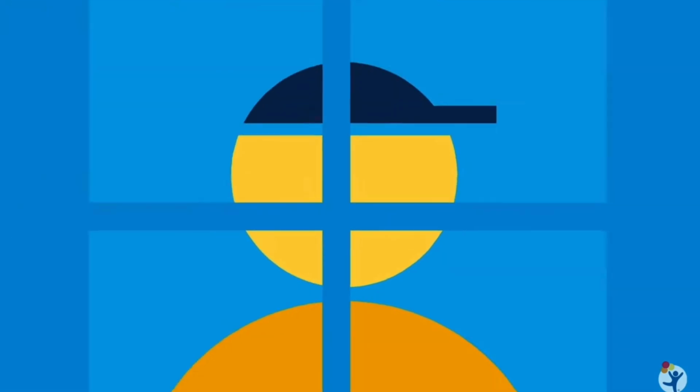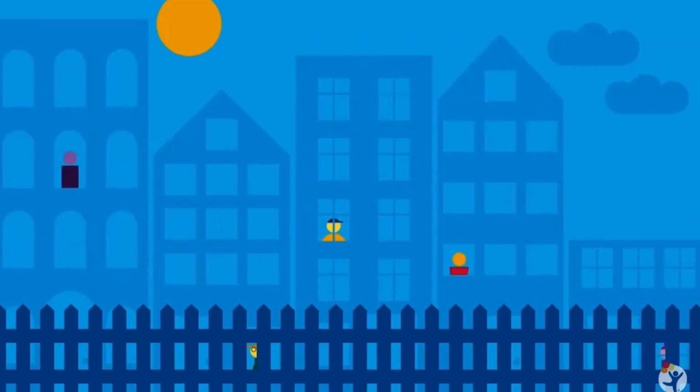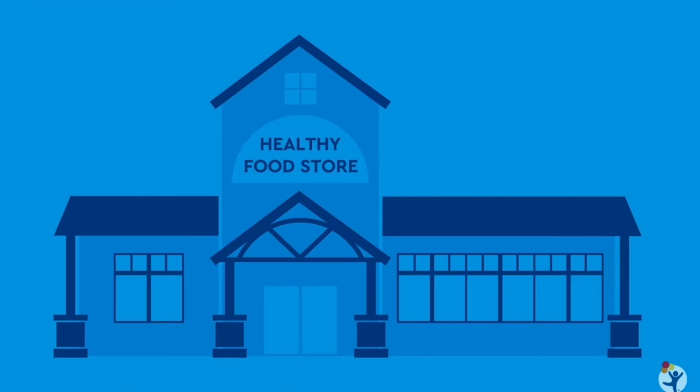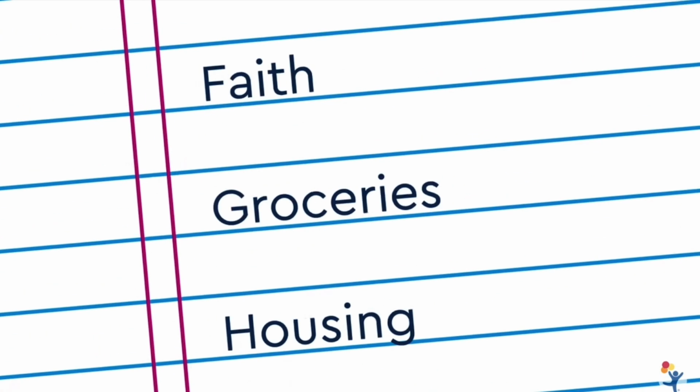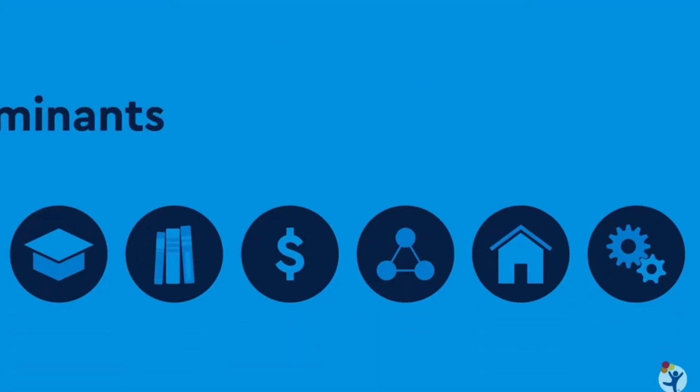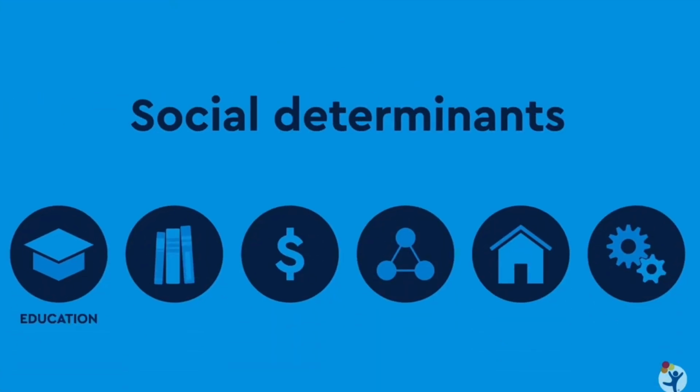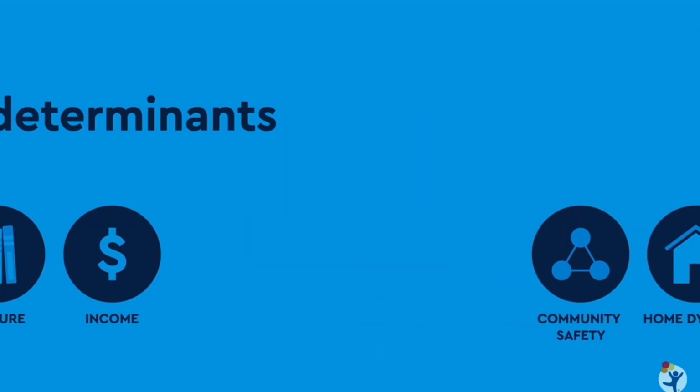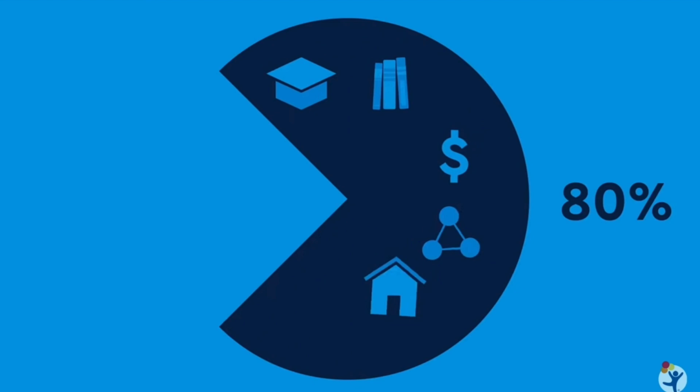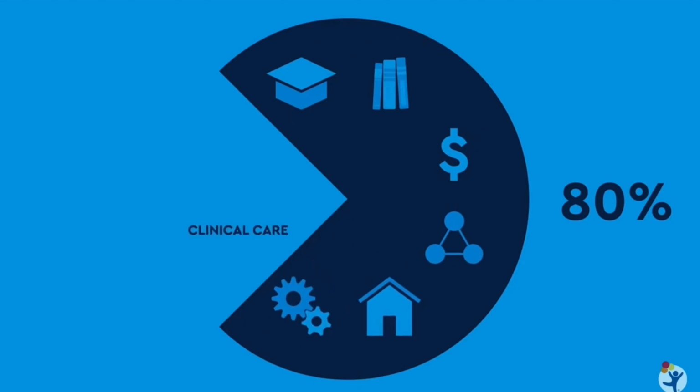Maybe Jonathan lives in a neighborhood where it's not safe to play outside. Maybe Jonathan's family can't purchase healthy food. Maybe Jonathan's community doesn't make obesity management a priority. Maybe Jonathan's school doesn't provide physical education. These types of challenges, called social determinants, can include education, culture, income, community safety, home dynamic, behavior, and many other factors. They comprise 80% of Jonathan's health. Clinical care, on the other hand, accounts for just 20%.